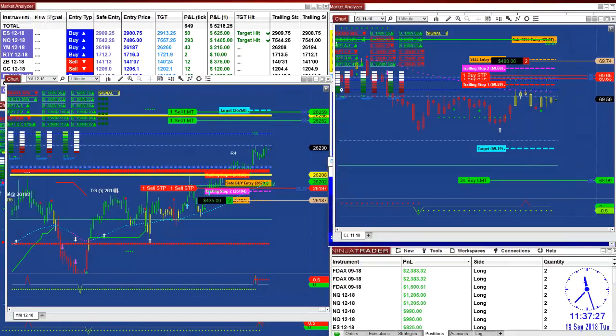Also, timing is very important. Now it's 11:37, and what are the lunch hours? And when you know what the target is before lunch, that is gonna make a difference on the trade.